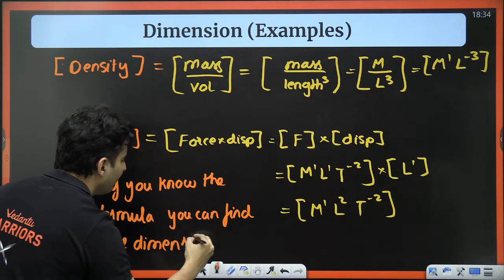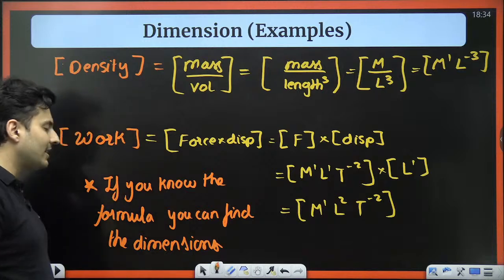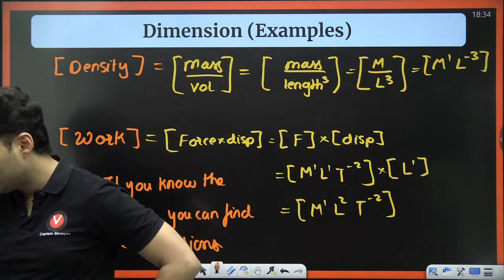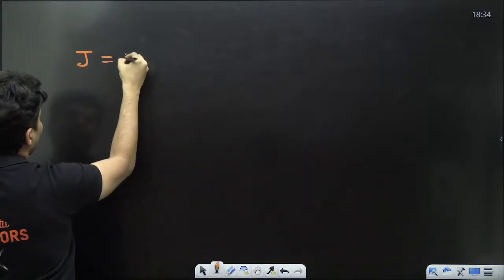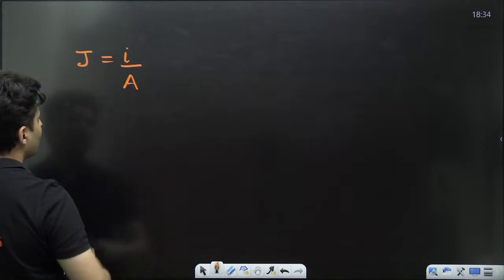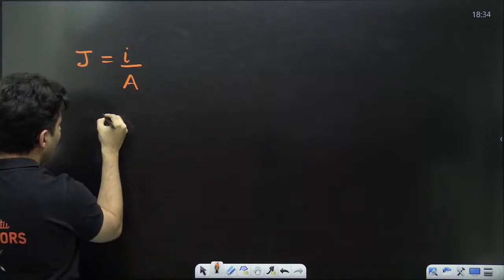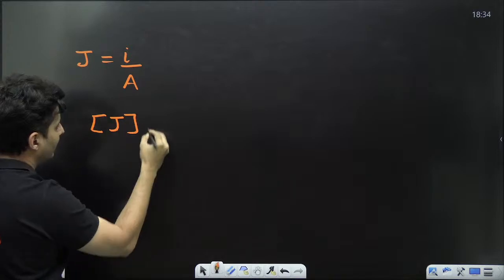You can basically find the dimensions. Isn't it very straightforward, my dear students? So say for example, I tell you current density is nothing but current by area. Current density is current by area. Find the dimensions of current density.